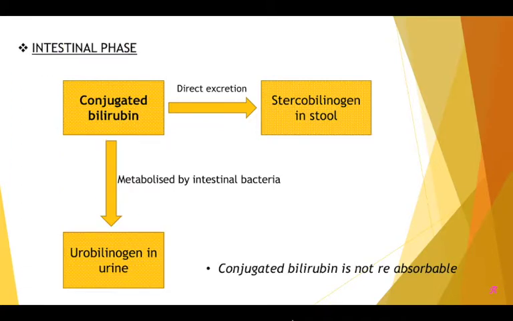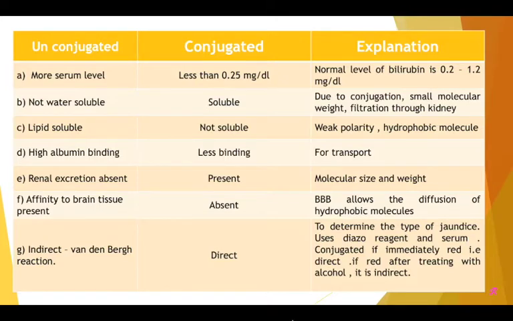Next is the difference between unconjugated and conjugated bilirubin. We discussed many things: unconjugated bilirubin, conjugated bilirubin, its metabolism, jaundice, everything. So what are the major differences between unconjugated and conjugated bilirubin? In the first two columns, I have discussed their difference, and in the third column, I have given a small explanation. We'll take the first point, point A, that is the serum level of bilirubin.